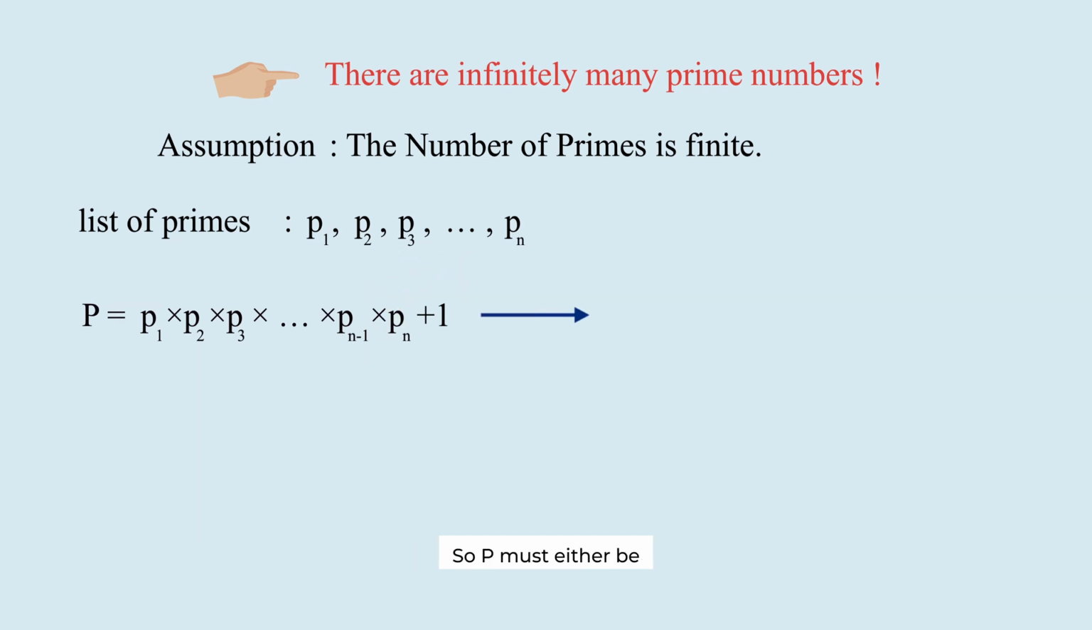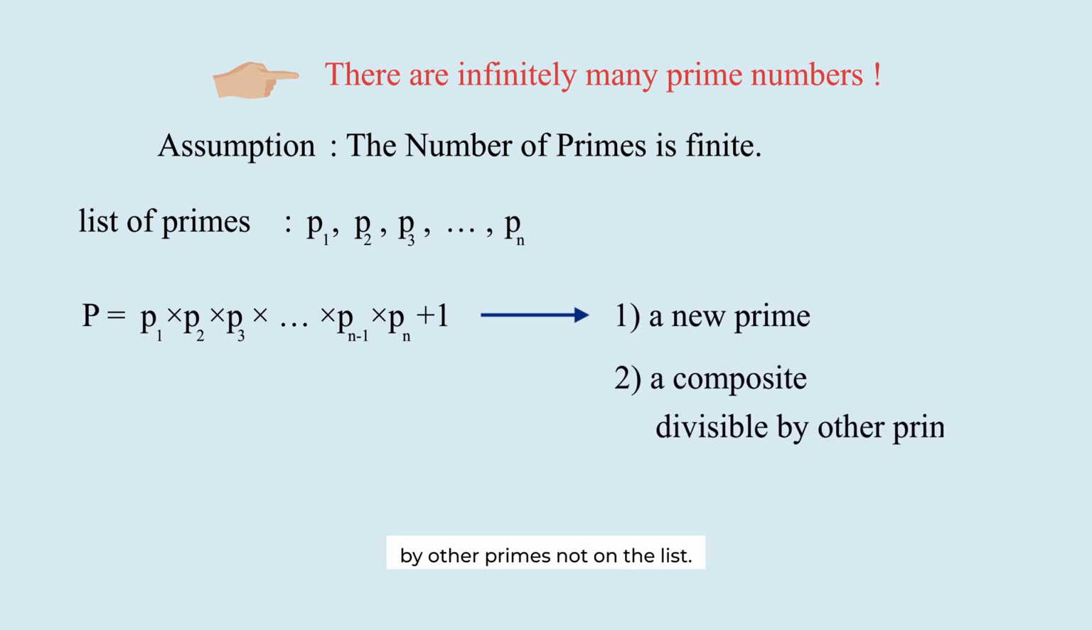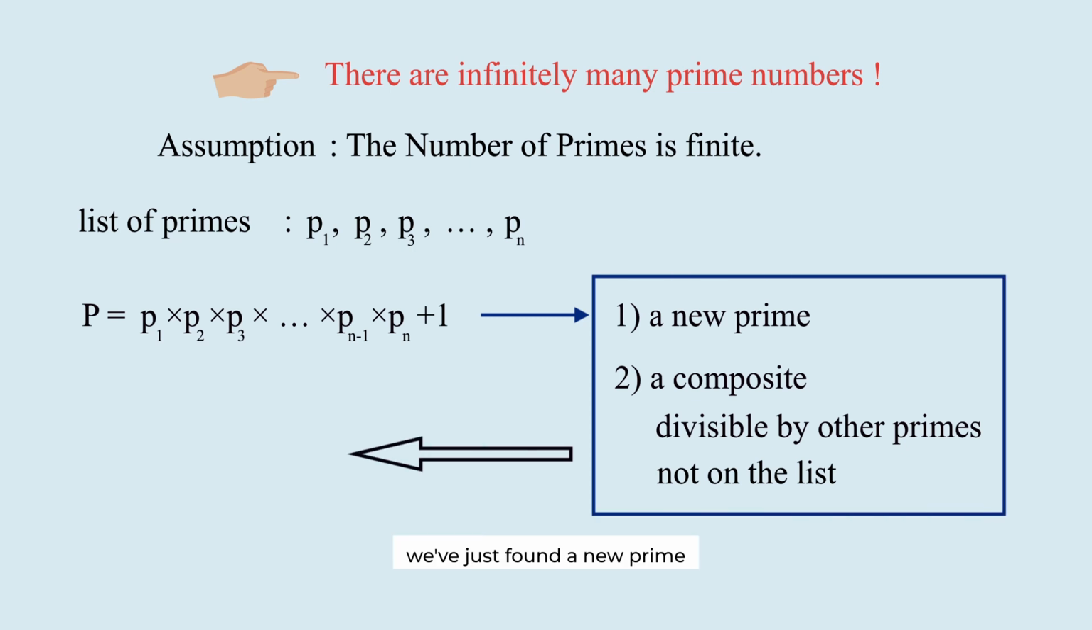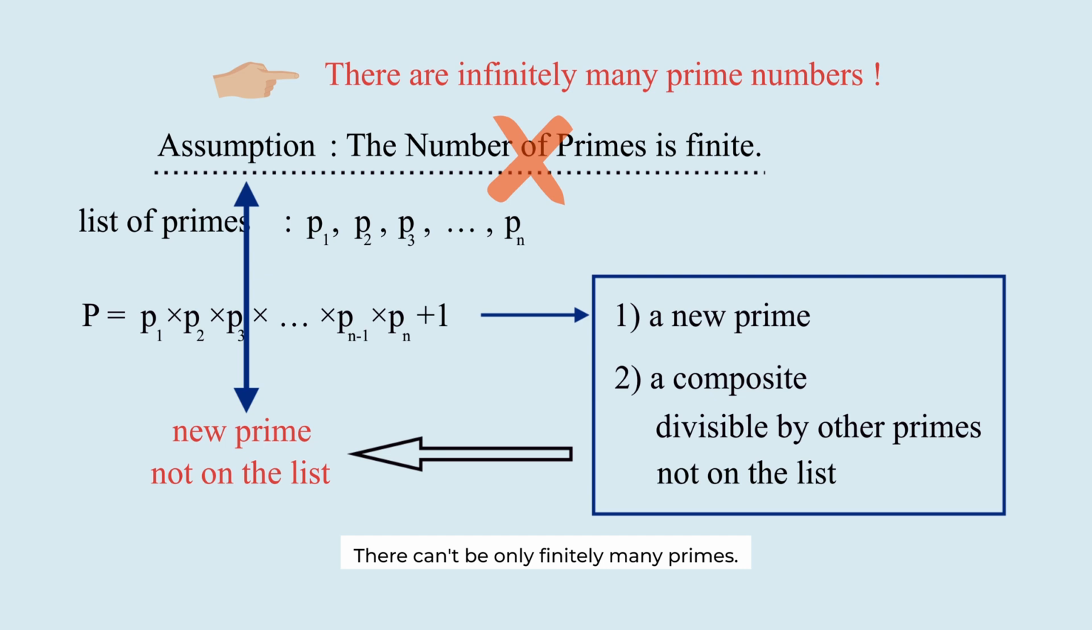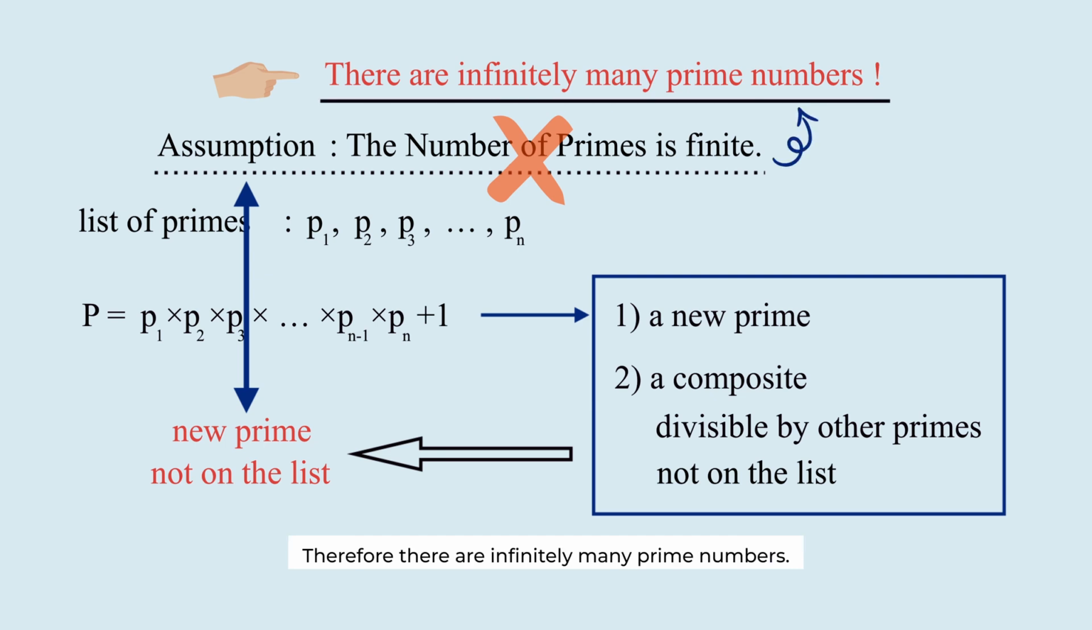So P must either be a new prime or a composite divisible by other primes not on the list. Either way, we've just found a new prime not on the original list, which contradicts our assumption that the number of primes is finite. So the assumption must be wrong. There can't be only finitely many primes. Therefore, there are infinitely many prime numbers. That's how Euclid proved it.